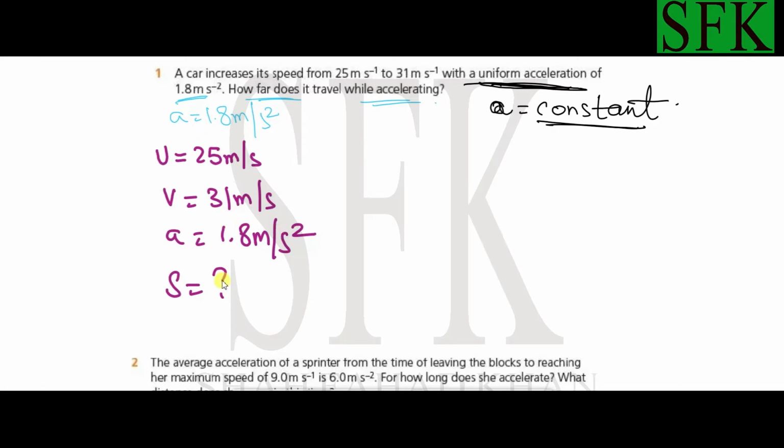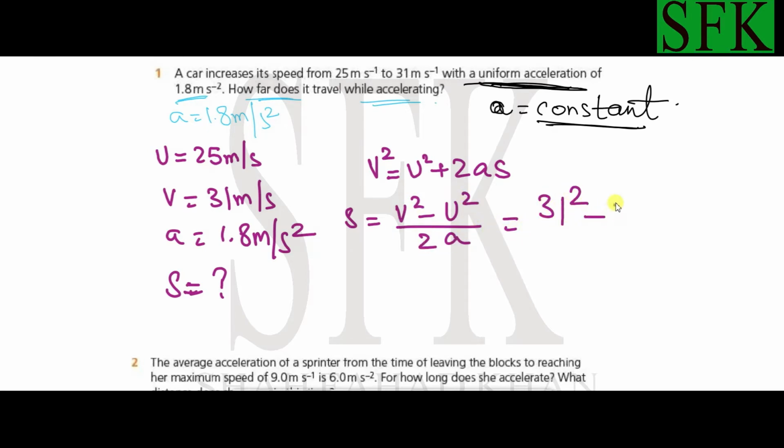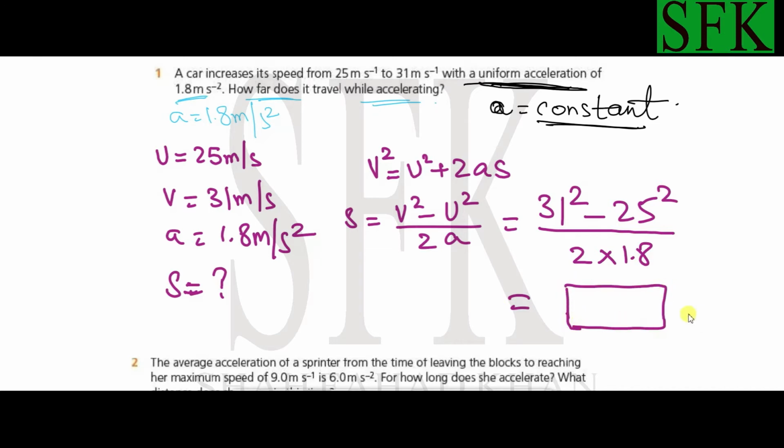So the only equation of motion that does not involve time is v squared equals u squared plus 2as. Rearrange it to find s. s is the displacement. So s is equal to v squared minus u squared upon 2a. That is 31 squared minus the initial velocity 25 squared upon twice of 1.8, and whatever answer we get will be our answer in meters.